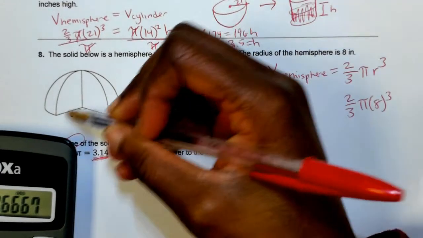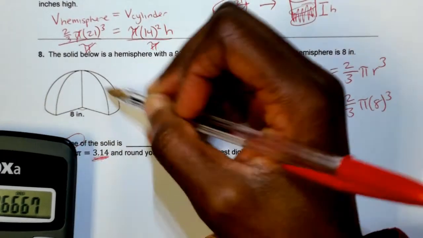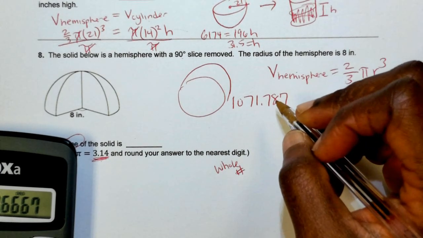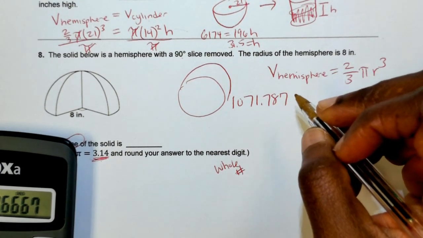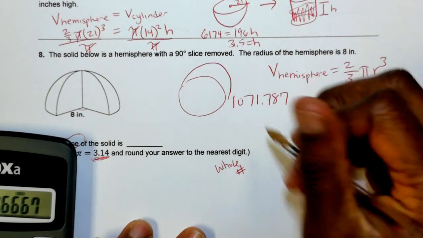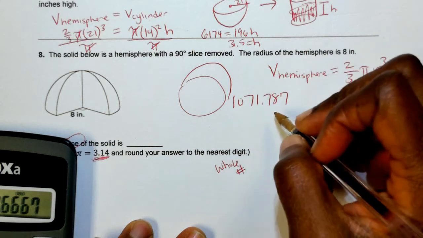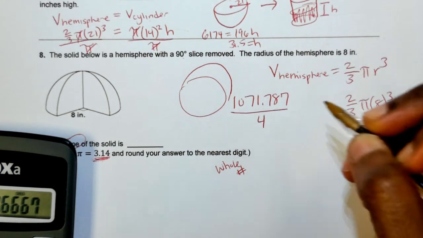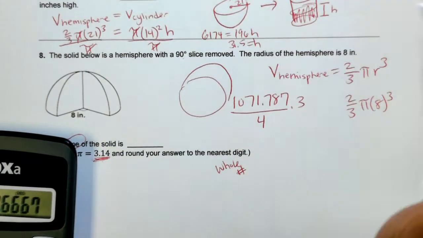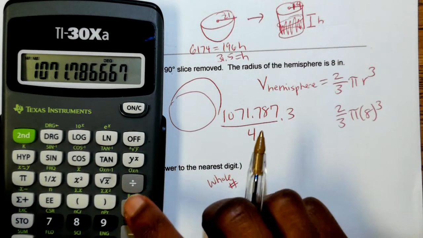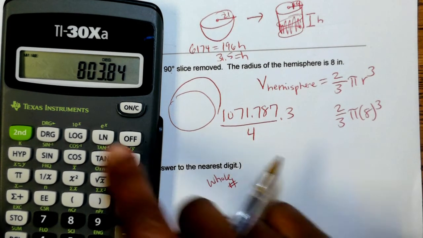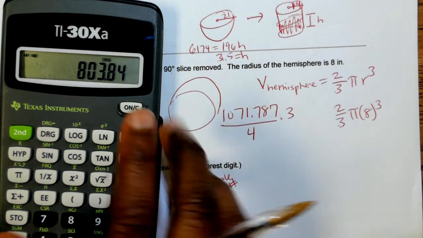So 90 degrees is a quarter of the circle, because remember the circle is 360. So we want to take away 1/4 of this, which really means we want 75% of this figure to be here. So we really want to divide this in quarters, to divide this in 4, and we want 3 of the pieces because we want 270 degrees worth. So we're going to divide this by 4, and times it by 3 of the pieces. So to the nearest digit would be 804.